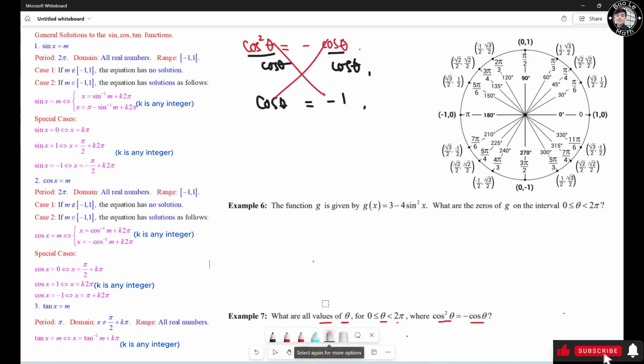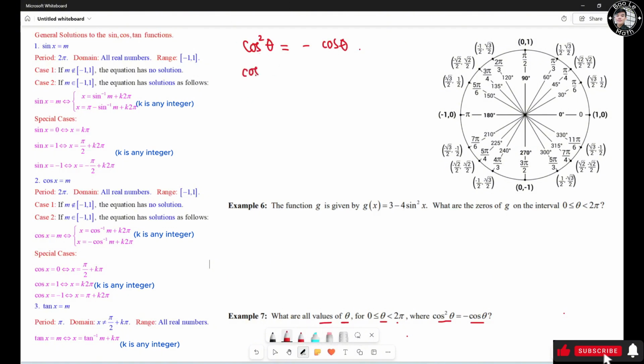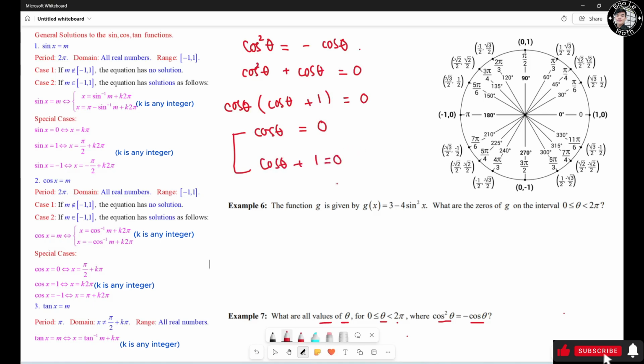So how do you do it? You need to add cosine theta to both sides. So I have cosine square of theta plus cosine theta equals 0. And I factor cosine theta out. It's going to be cosine theta times cosine theta plus 1 equals 0. So I have cosine theta equals 0 and cosine theta plus 1 equals 0. Now cosine theta plus 1 equals 0 is the same thing as cosine theta equals negative 1.